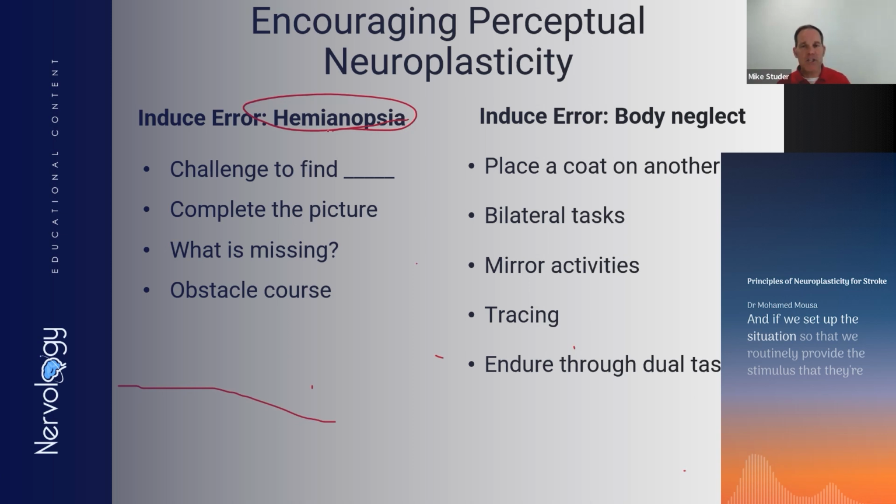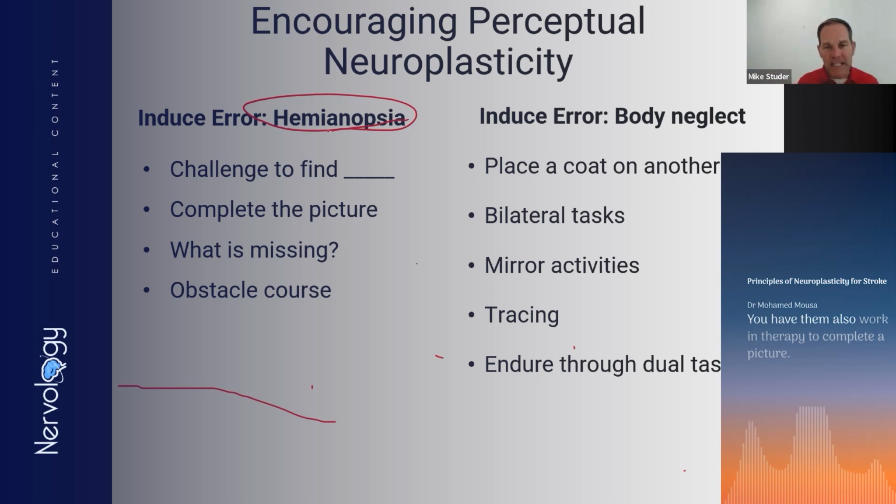And if we set up the situation so that we routinely provide the stimulus that they're looking for to be on their left, they gradually learn from a top-down fashion to recall to look left, because sometimes if they can't find it, it's going to be because they're missing it on their left. So if you have hemianopsia, you work with a patient, you set them up in a room and say, I want you to try to find the doorway, and you position them so that the doorway is on their left.